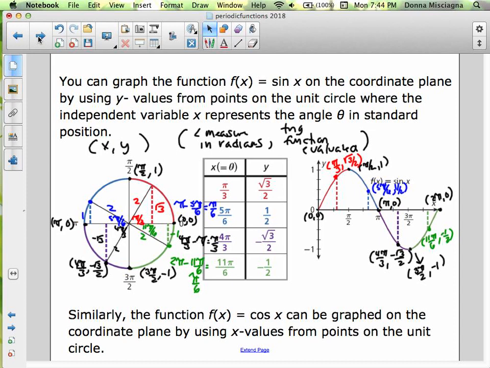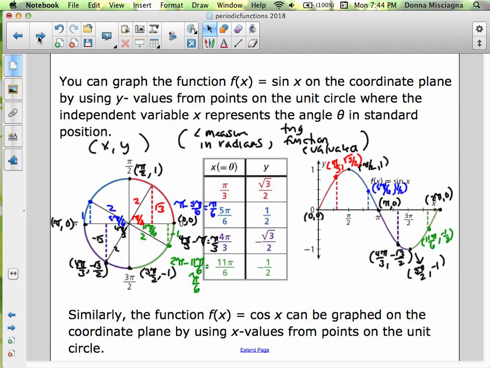So here we have some points on sine. 0, 0. Sine uses the y value. So if my position is 0 on the right on the x-axis there, sine is going to be 0.